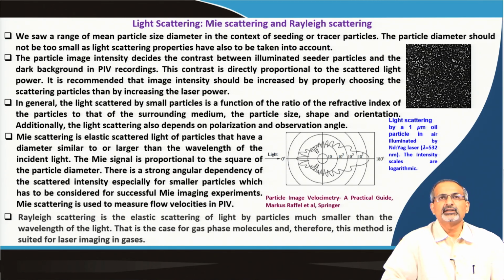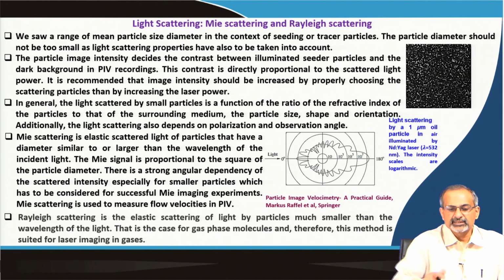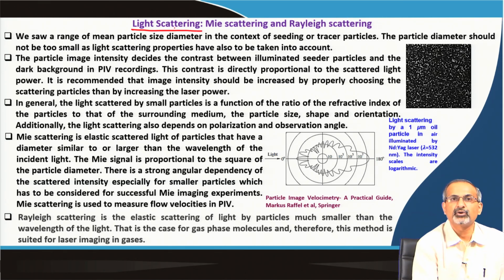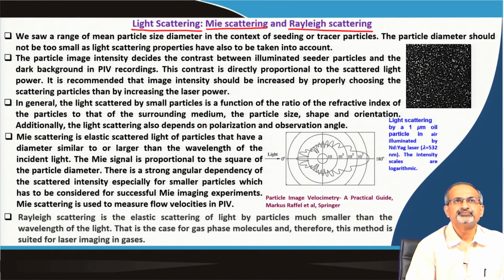So, that is a little bit about tracer particles, specifics about how we choose them depending on the media. Now, there is also another very important aspect that we have talked about, that is how to illuminate them. There is an issue of light scattering, which is very important in order to get them visible in the images effectively. There are two scatterings that we need to be aware of, the Mie scattering and the Rayleigh scattering. We saw a range of mean particle size diameters for seeding or tracer particles in the previous slide, and we saw that between gases and liquids there could be significant differences.